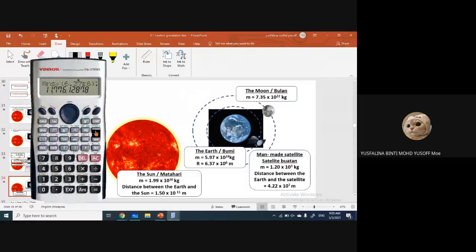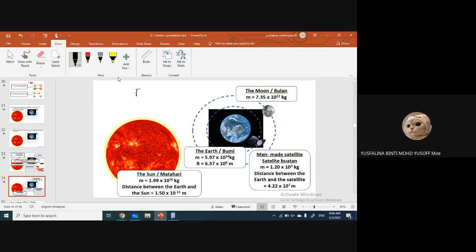So we calculate first the distance, right? The radius here and also the distance from the earth surface to the satellite. So r plus h. Now the formula will become like this.